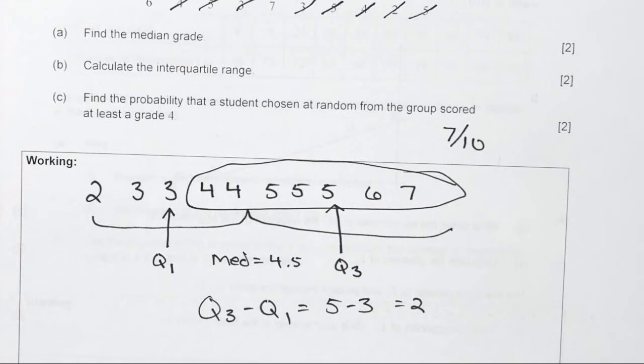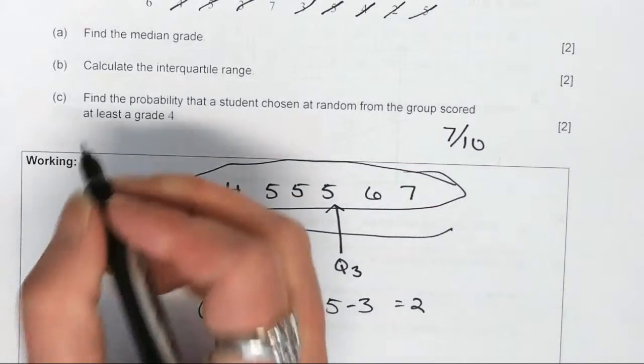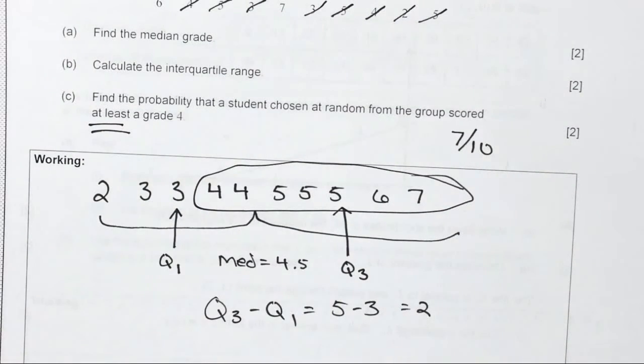I had some people put down 2 out of 10. What were they counting? How many times 4 was listed? But at least 4 means I'm counting 4 or above.